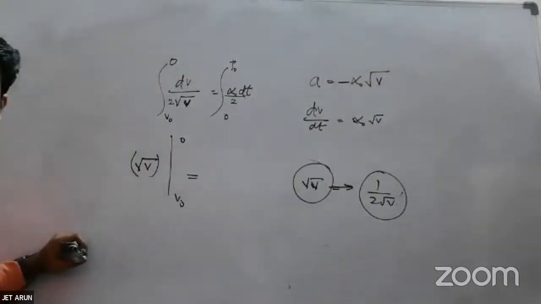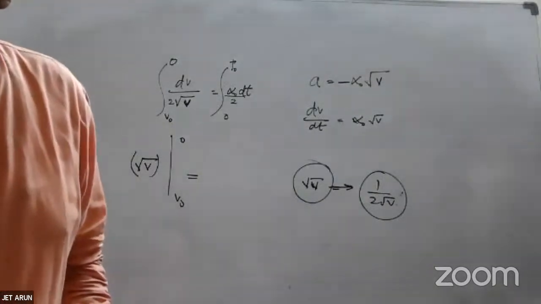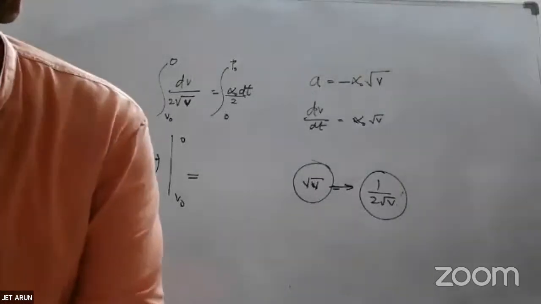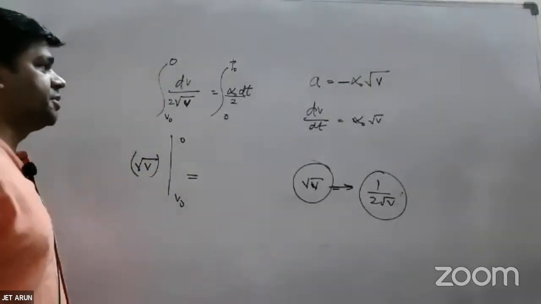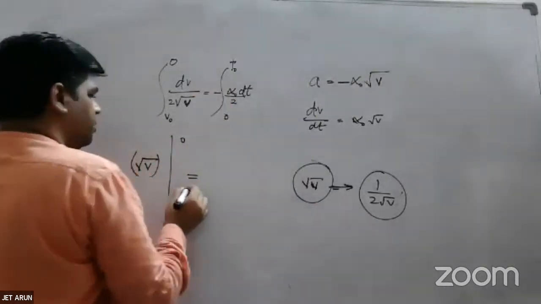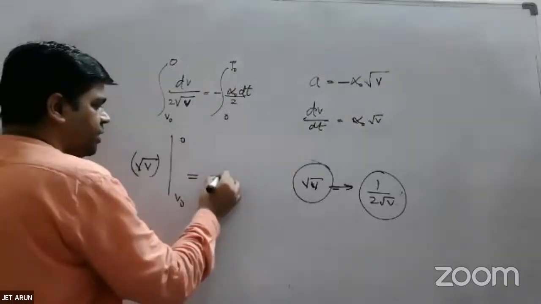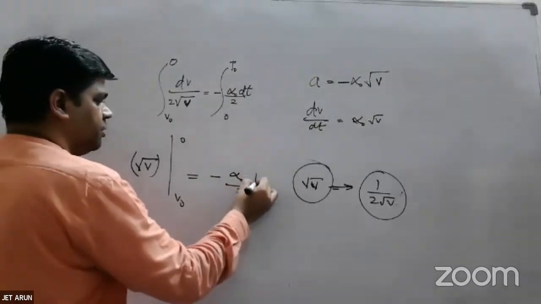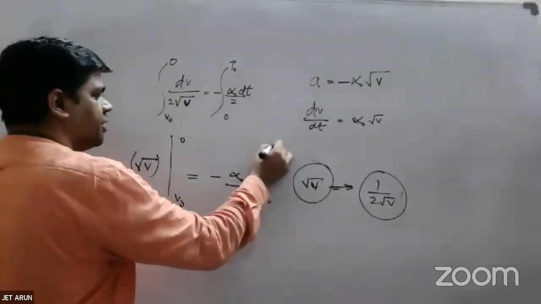He gave me just the magnitude, but he said it's a decelerating particle, no? In the second line, the particle is being decelerated at a rate of this much. So it's really negative. So here also there should be a negative. So negative alpha naught by 2 into t, under limits 0 to t naught.